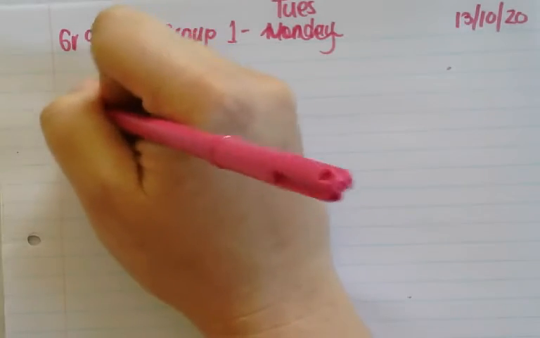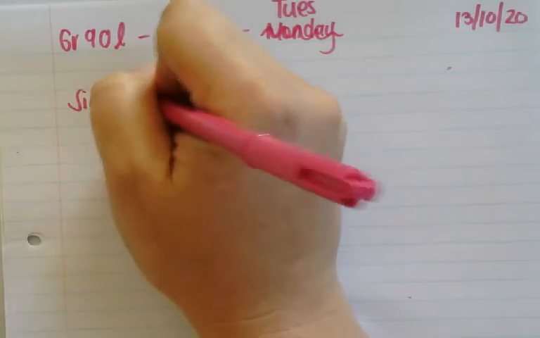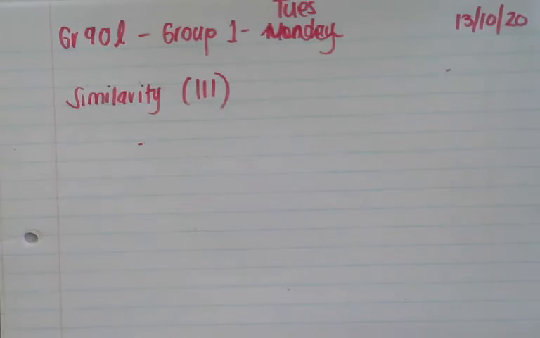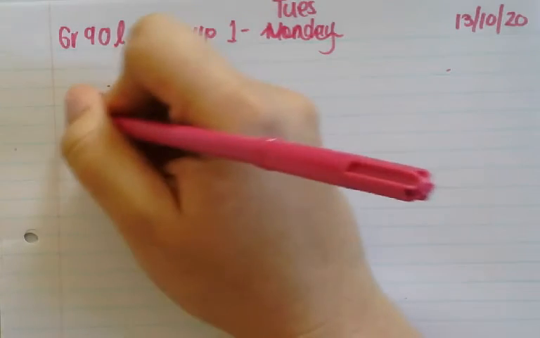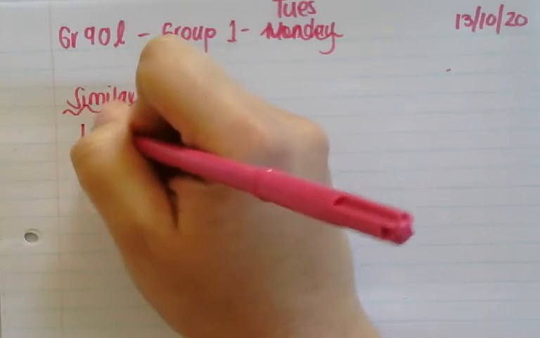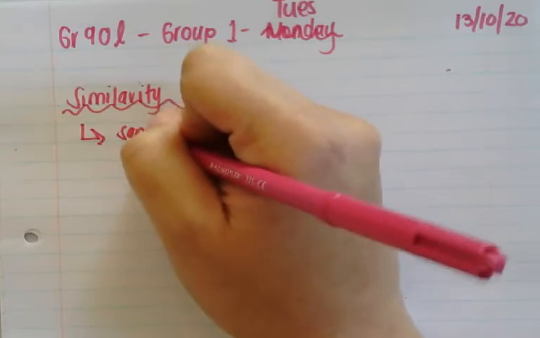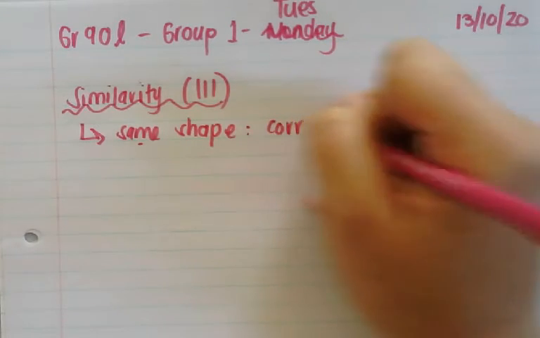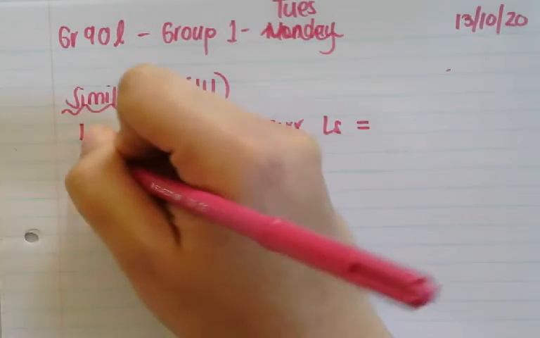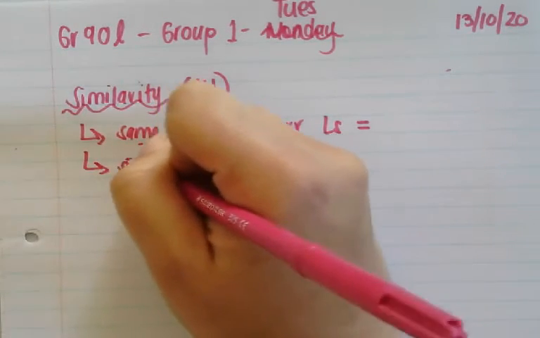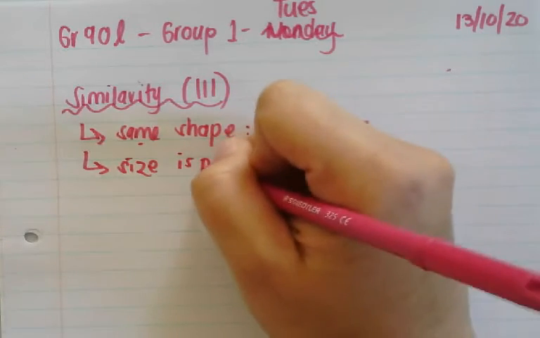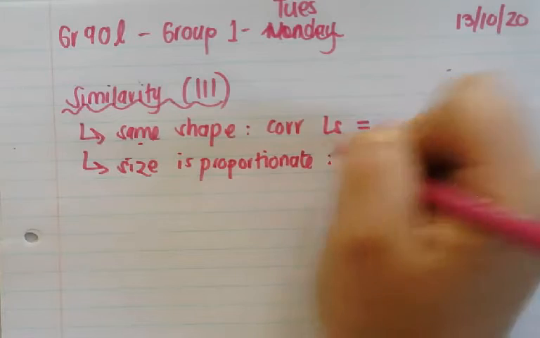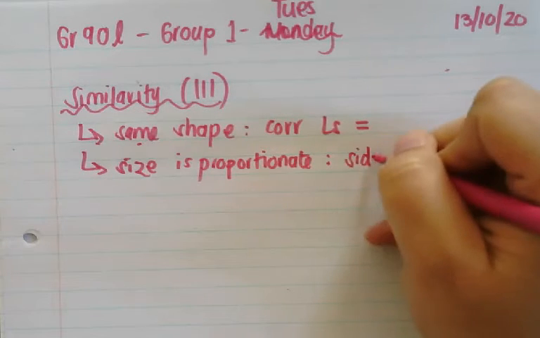So similarity, very important that we remember similarity is the three lines going down. What are we proving with similarity? We are proving the same shape. And that means that my corresponding angles are equal. And we also need to prove that the size is proportionate. And that means that the side lengths are in proportion.